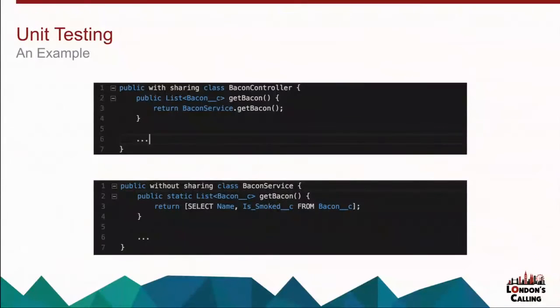So I'm going to talk through a little example of unit testing. I've got a couple of classes here. I've got my controller up the top. Pretend it's a page controller, not really relevant. It's a controller of something. And I've decided to go for a little SOA type architecture. So I've got a service down the bottom that just abstracts away a query.